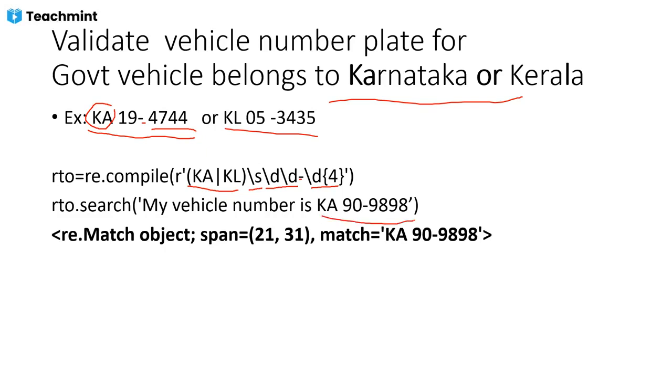So it's valid. Suppose I give GJ 90 hyphen. It is invalid because this is not KA or KL. The rest of the things are the same, but here it fails.